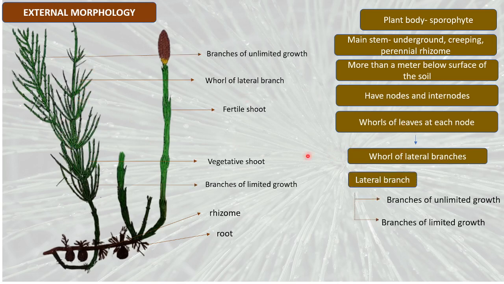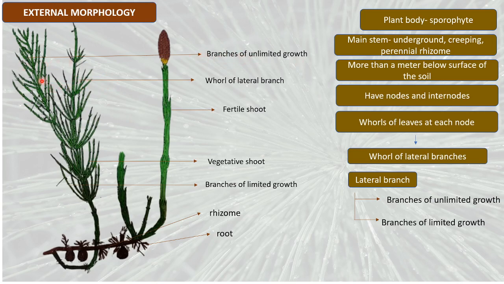Now, a very important point to understand is that these lateral branches have two types of branching further. One is the branches of unlimited growth and the other is the branches of limited growth. So as I told, these are the lateral branches, right? These lateral branches can have two types of branches. One is branches of unlimited growth.